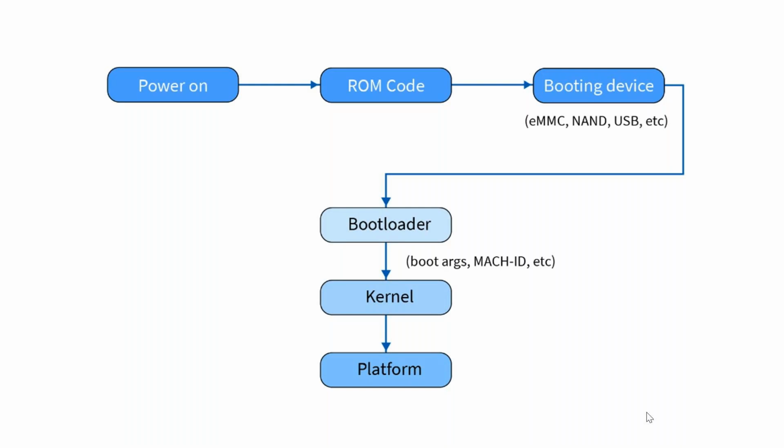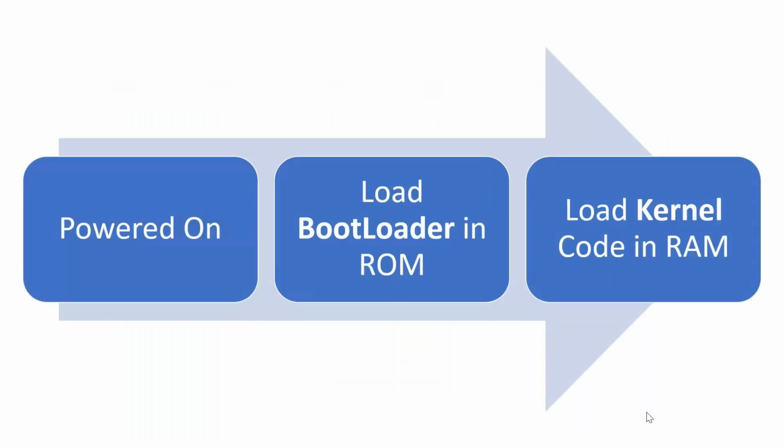You can select what bootloader you want, some of you might have done it actually. Yes, I'm aware of that. So powered on, load the bootloader in ROM and load the kernel code in RAM. If they ask you, okay, when you start the system, what happens? You can say that when we start the system, the bootloader runs in the ROM, and then the bootloader is a kind of software which loads the kernel, which is located in the hard disk, into RAM, like that.